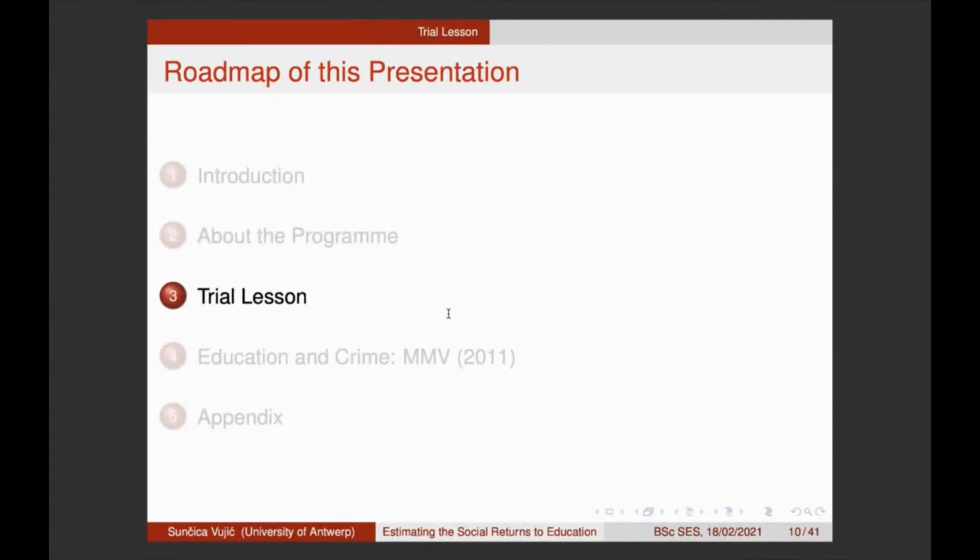Okay, so let us start with my trial lesson, and this trial lesson might be a little bit challenging. You will see some formulas, you will hear some terminology that you might not have heard before, but I will try to explain it as plastically, as we say, as possible, such that you get the main message of this trial lesson.